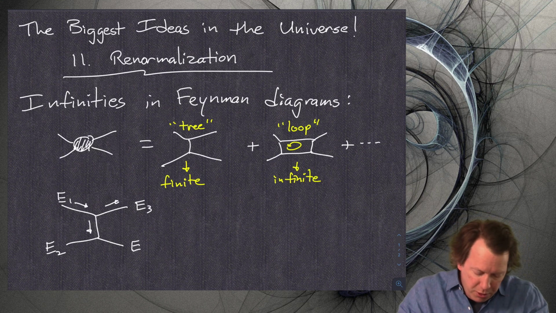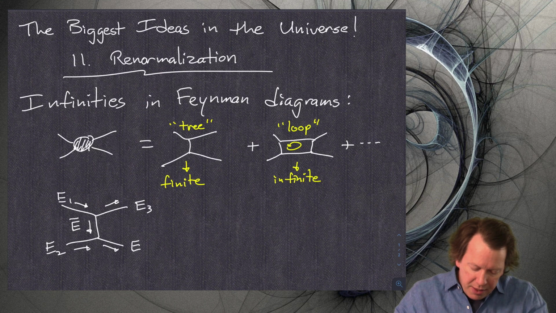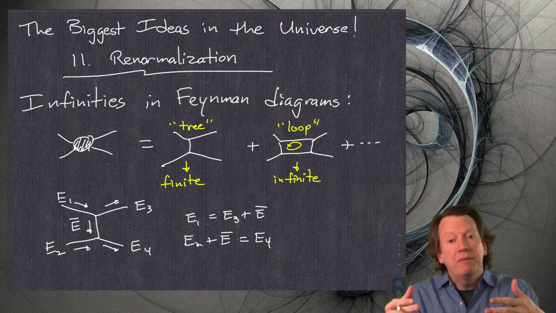You pick the direction, that's up to you, that's a convention. And by that convention, we would call this, what are we going to call it? E bar is an energy. And then you know that E1 equals E3 plus E bar. And then you can go through E2 plus E bar equals, oops, that's a 4, E4. And then you get a specific answer.